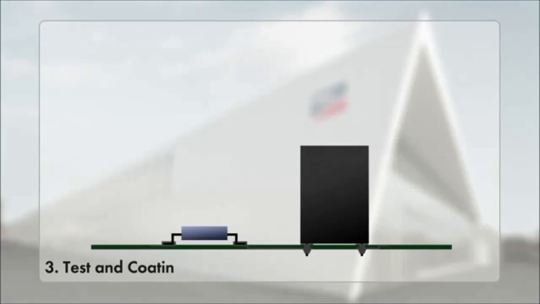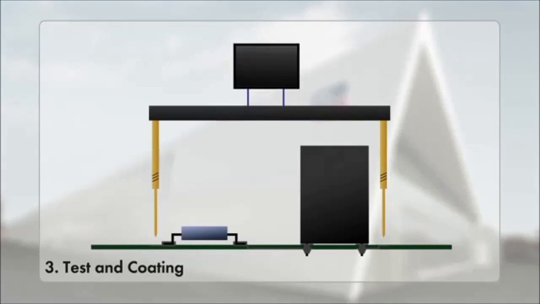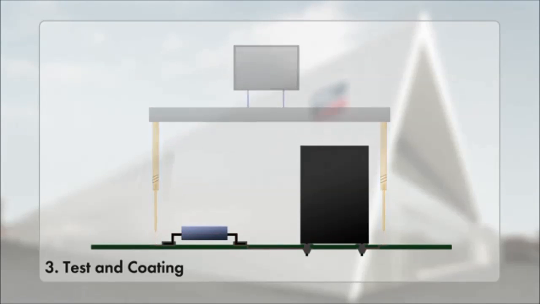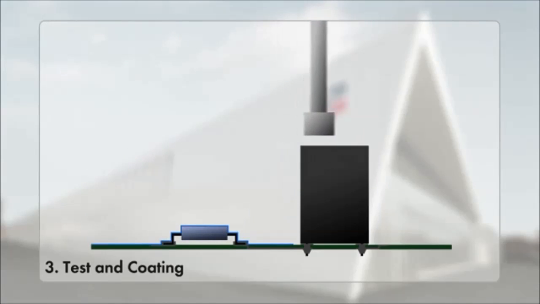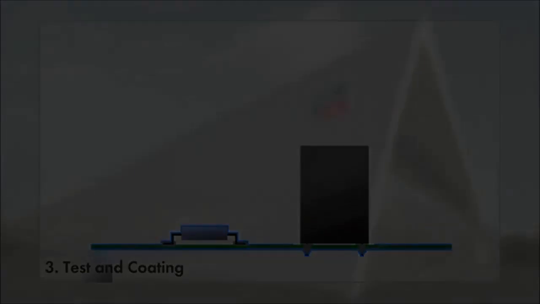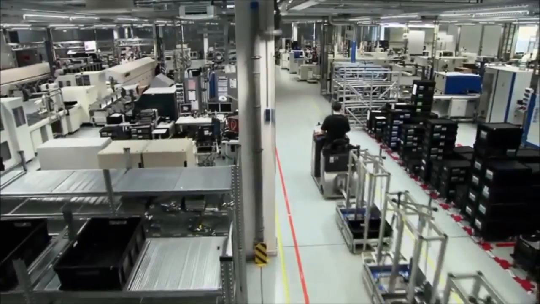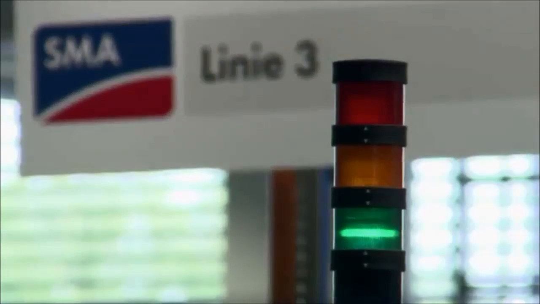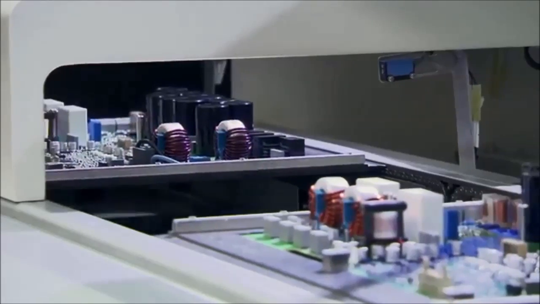Third, test and coating. After the assembly is completed, the circuit board is electrically tested with a special testing adapter. Once it has passed various tests, the board is finally coated with a protective layer. Currently, there are 4 assembly lines in operation, with a total placement capacity of 230,000 components per hour. At this pace, we produce a new circuit board about every 30 seconds.